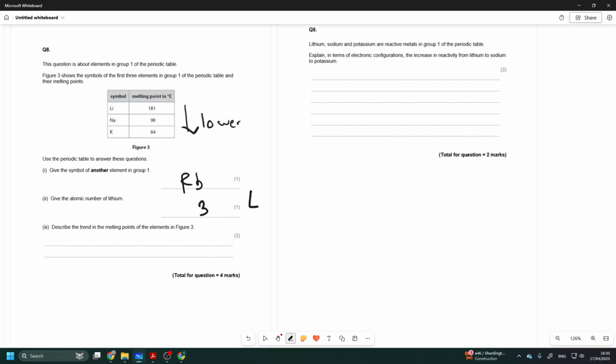Remember, lithium, 7, 3. That one there is the atomic number. This is the mass number. It's not asking you for that. It's asking you for the atomic number.